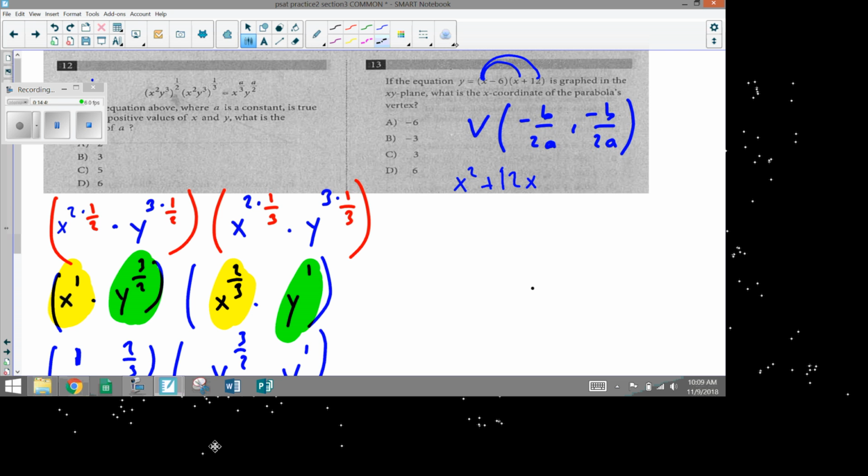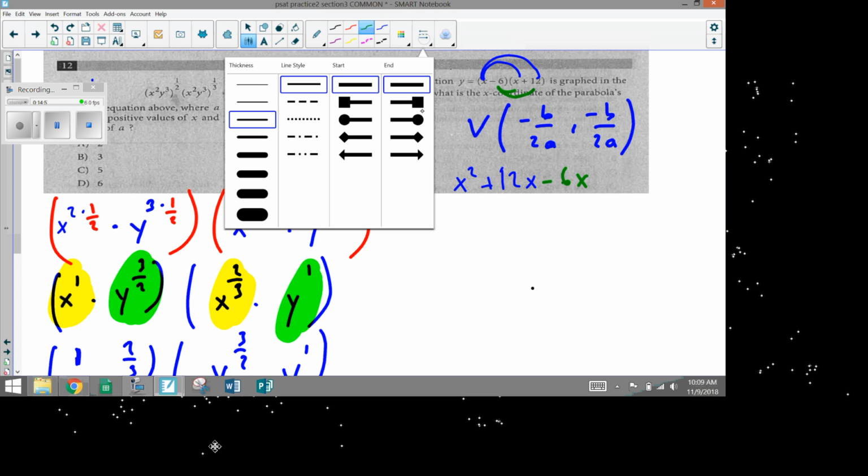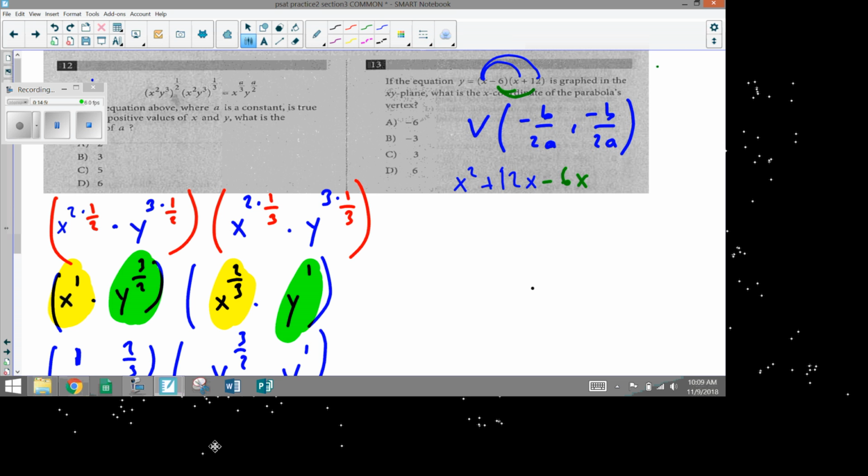I'm done with the first one. And now, second one, negative 6x. And negative 6 times positive 12, what's negative 72? Add like terms. When you add it up, minus 72. Okay, now we can talk about A, B, and C.